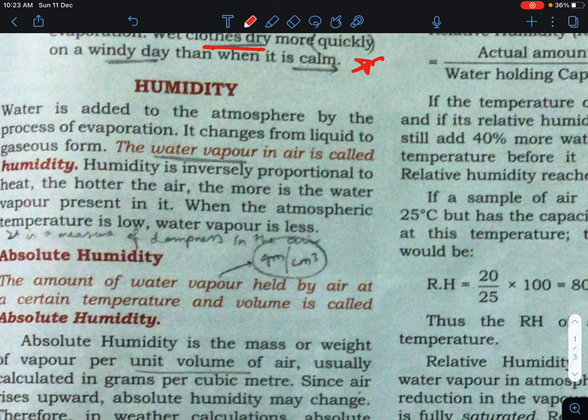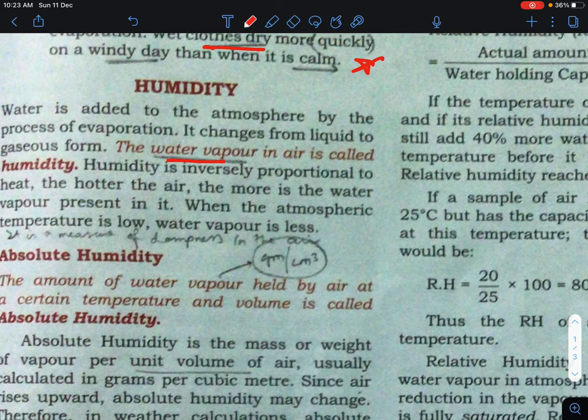Now we'll talk about humidity. When water is added to the atmosphere by the process of evaporation, it changes from liquid to gas. Because we are adding water vapor to the atmosphere, there is a change from liquid to gaseous form. And the water vapor present in the air is called humidity. So what is called humidity? The water vapor present in the atmosphere is called humidity.